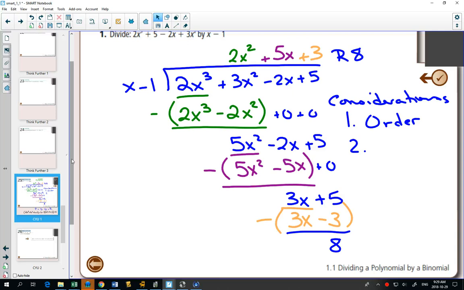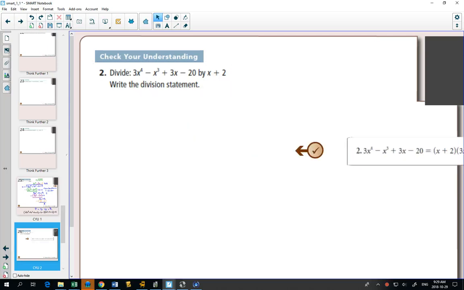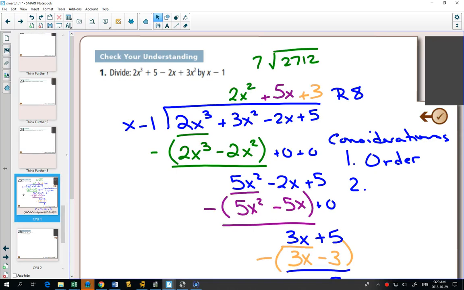The next one says write the division statement. Then you're going to need to write out the Dairy Queen statement at the end. Divide it and write the Dairy Queen statement. But for this one, this would have been all that we needed.